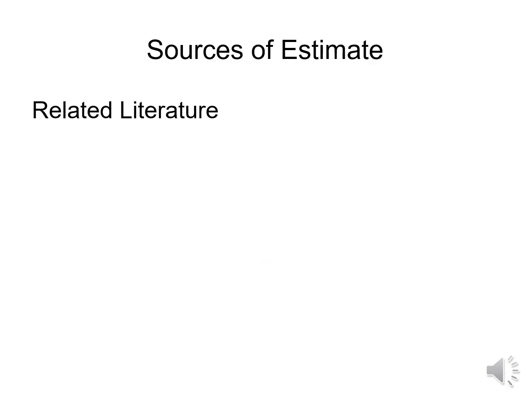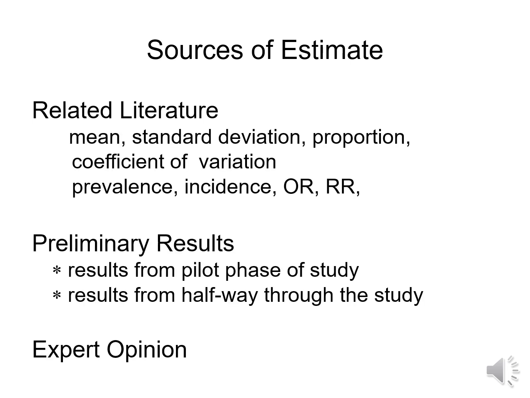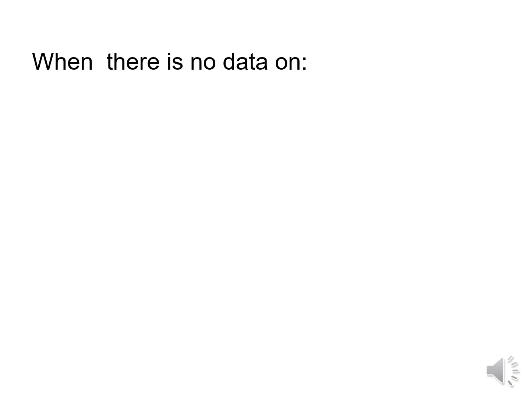By estimates, we mean standard deviation, mean, proportion, difference between means, difference between proportions, correlation coefficient, and measures of association. Where do we get these estimates? From related literature or past studies, from the results of a pilot phase of a study, from halfway through the study, and from expert opinion.